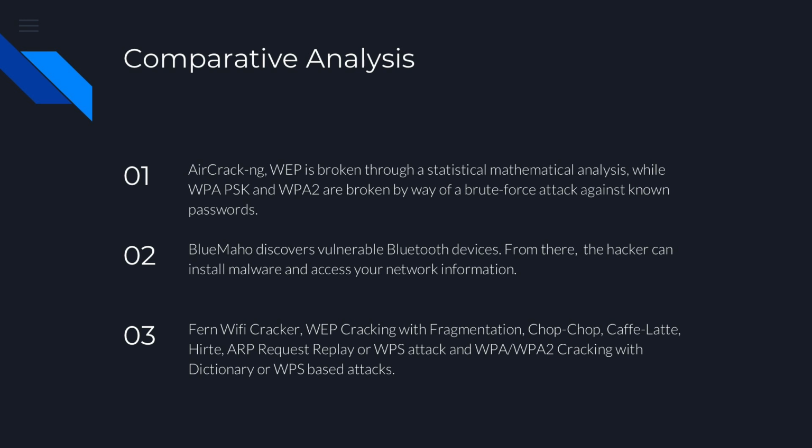the targeted network, and a hacker can force devices to reconnect to that network and exchange a sequence of packets. This four-way handshake is enough for a hacker to brute force its way into the network by trying a huge list of passwords against the captured handshake. WEP is broken through statistical mathematical analysis, while WPA PSK and WPA2 are broken by brute force attack against known passwords. Some security recommendations that we have for Aircrack-ng.